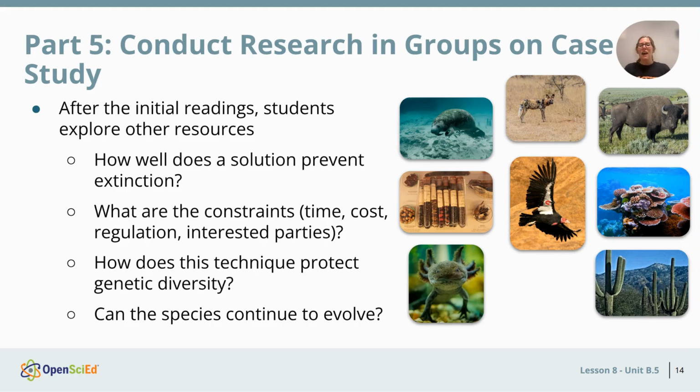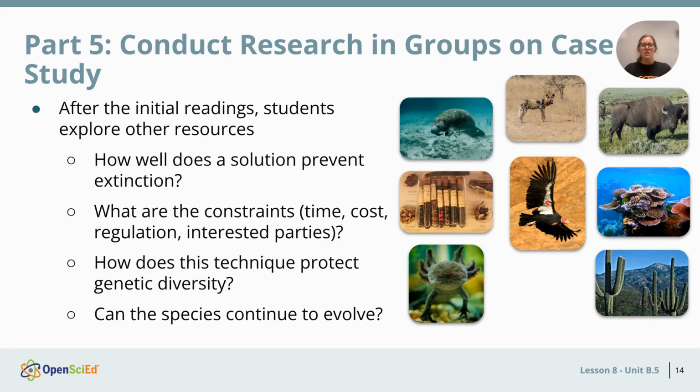Part 5, after the initial reading, so after students do the initial readings on the different endangered species, the case studies, now they're going to explore other resources to determine what's being done to protect these species. And we're thinking about, how well does a solution prevent extinction? Is it working? Is it not working? What are the constraints? How much time does it take? Cost, regulation, who cares? Who are the interested parties that want to conserve these species or potentially not conserve the species?